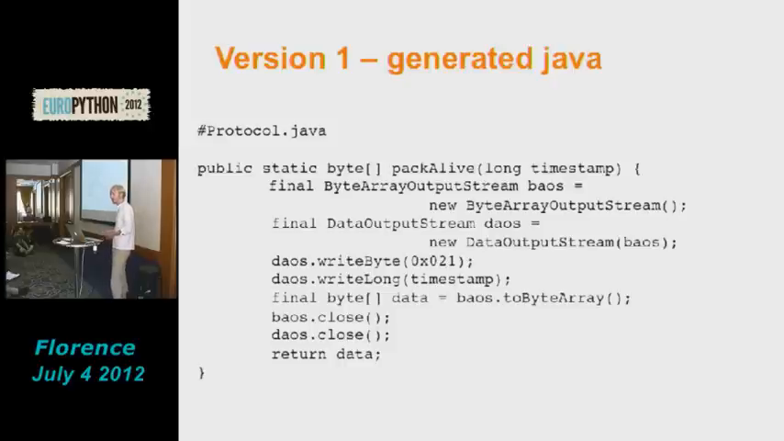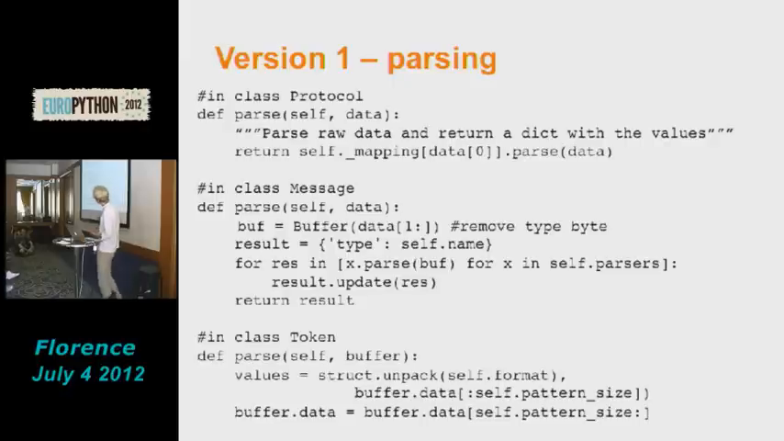So this is the Java source generated, and when we get that data, the protocol has created a mapping of the type byte to message instances. The message itself will take that data and use the tokens to get the interesting data out and stick it into a dict, which it will return, and then the server will do stuff with it. In reality, simple fixed-width tokens will actually be merged, so we don't do one C-types unpack for every single field.